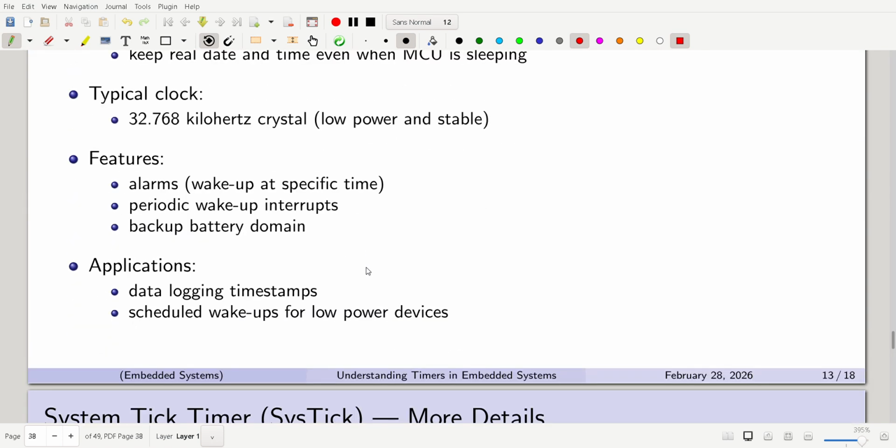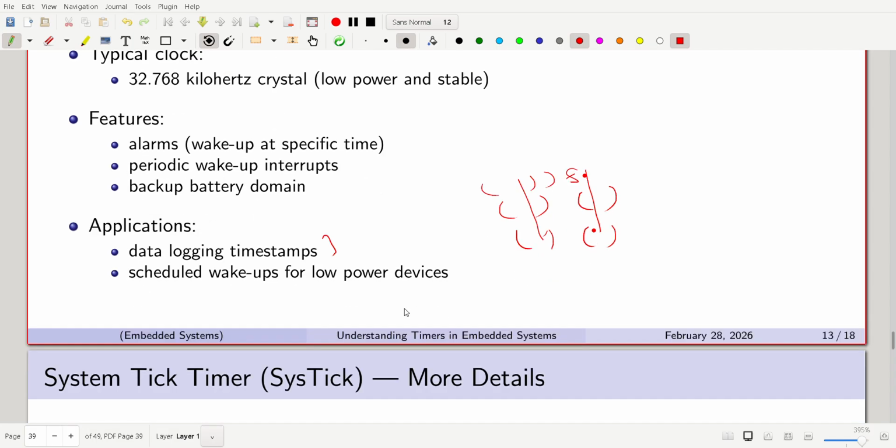Applications: data logging and timestamps. If we want to log sensor data, we require the timestamp also. That's why this is important, so real time data can be fetched. This is also useful for scheduling wake-ups in low power devices. Of course, power is limited, so low power applications can use this.